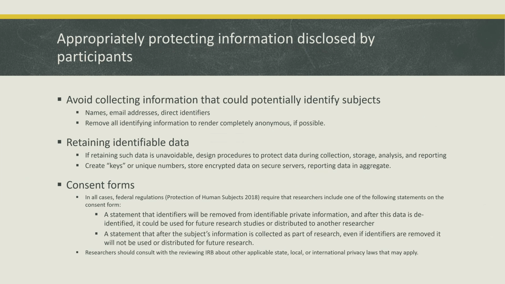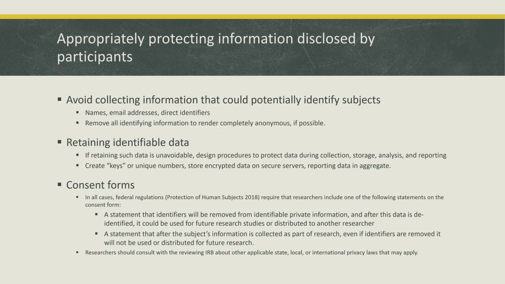Researchers endeavor to provide confidentiality to their subjects by appropriately protecting information the subjects disclose. The potential risk of harm to subjects if identifiable data were inadvertently disclosed is the key factor for determining what kinds of protection are needed. The easiest and most ideal way to protect research data is simply not to collect information that could identify subjects.